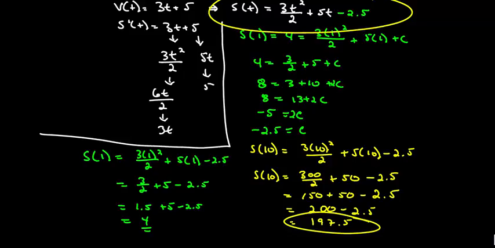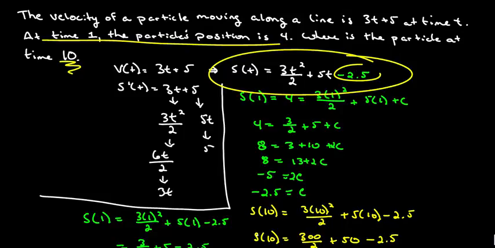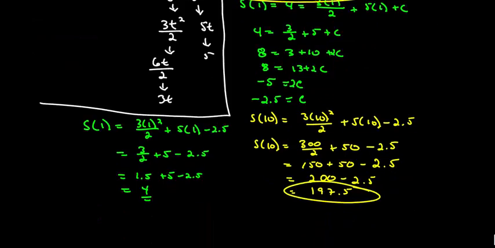So the idea is take your velocity function and work in reverse using the antiderivative. We'll reverse the differentiation process and find our new function. We'll have the c at the end that we don't know, but we'll use the information in the problem to find c, and then that allows us to plug in the time value to find the position we're trying to find.